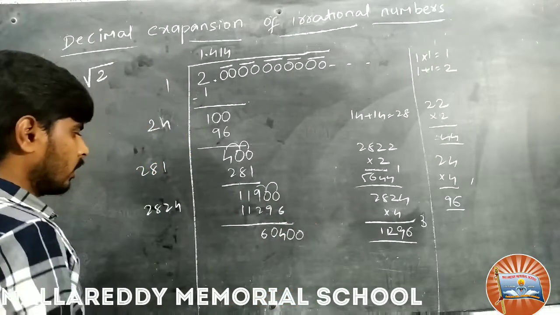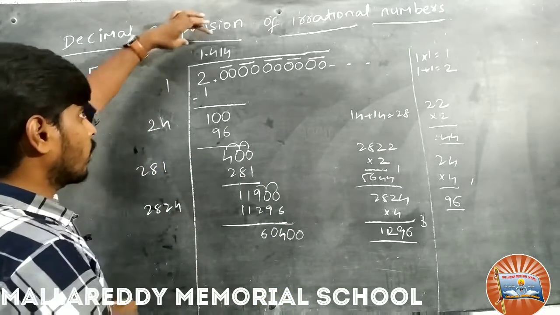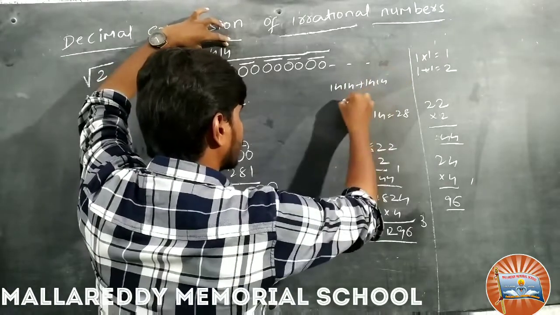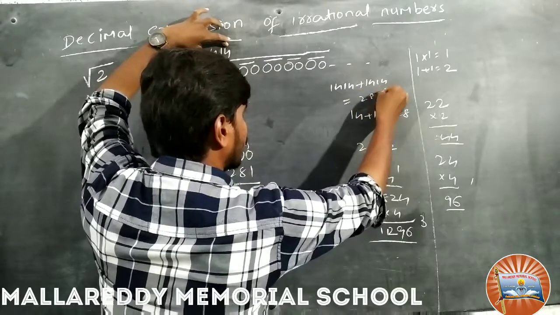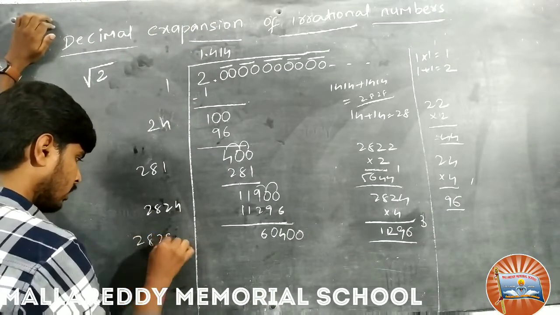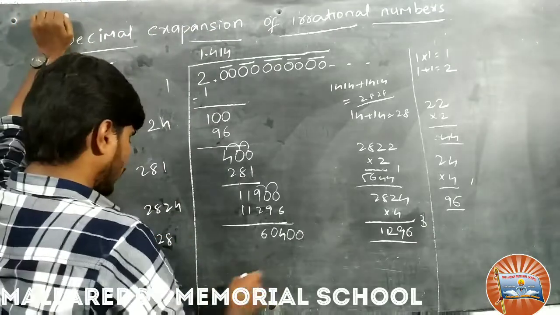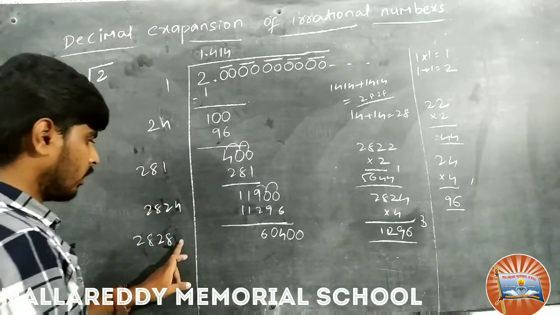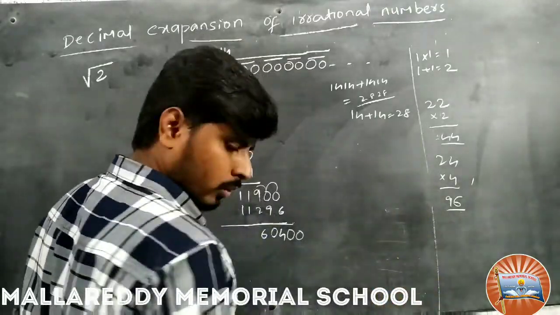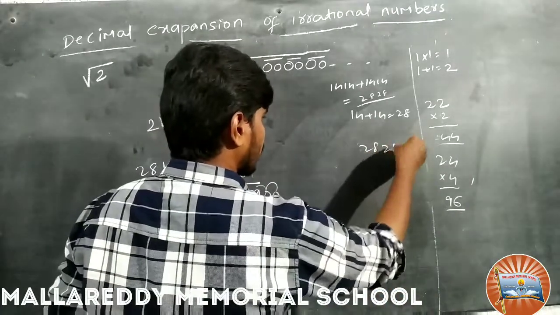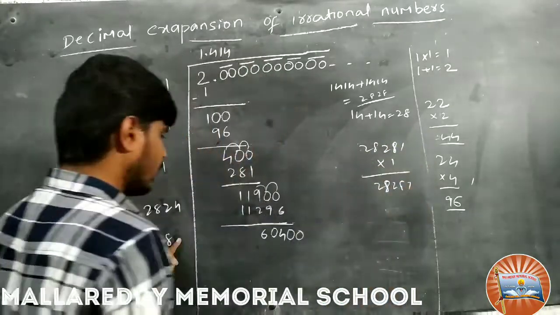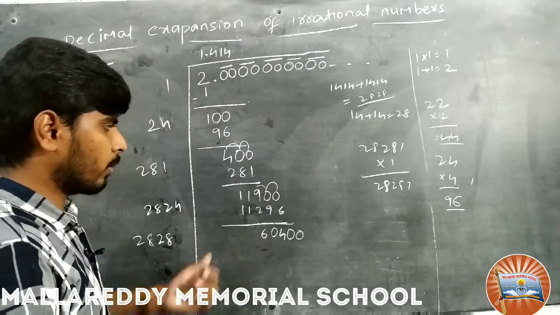In the next step, 1414 plus 1414, what does it become? 2828. Write down 2828 in the next step. If I take 1 here, we have to multiply 28281 into 1. So 28281 we got here. Is it sufficient? No, there is one more possibility.